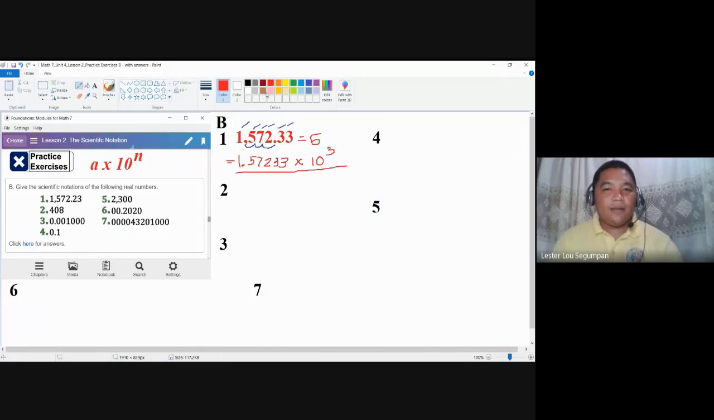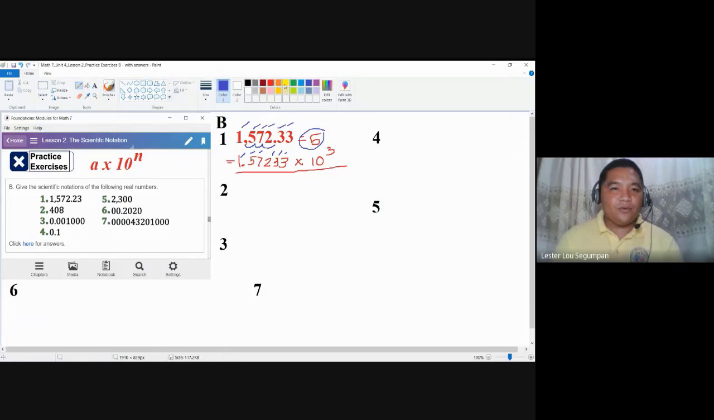Number two. By the way, before we go to number two, let's check if this scientific notation still contains six significant figures. In scientific notation, the multiplier 10 to the power of n will not be counted as significant digits because they are not digits, they are just a multiplier. So here, let's try. I still have one, two, three, four, five, six, and all of them are significant digits. So we still retain the six significant digits here.